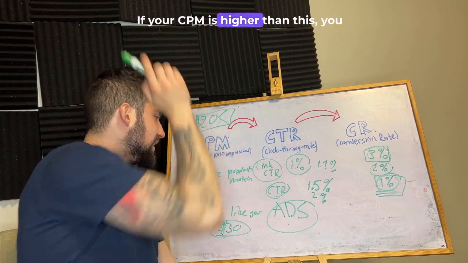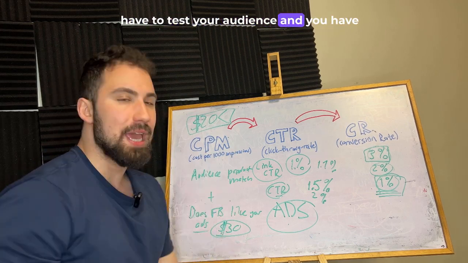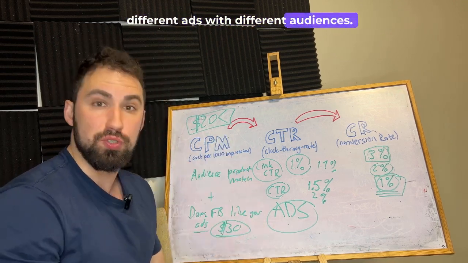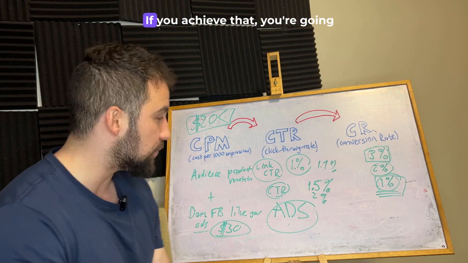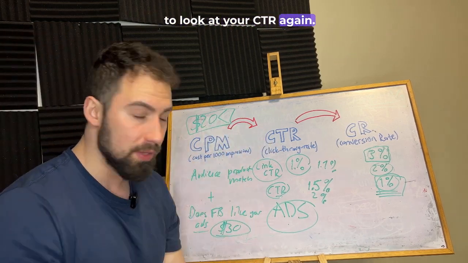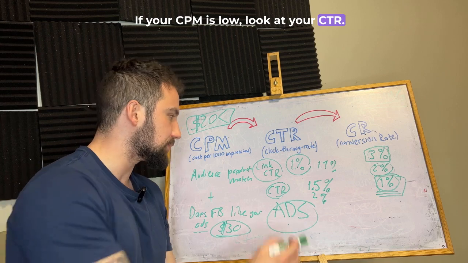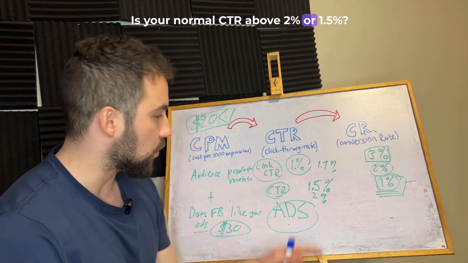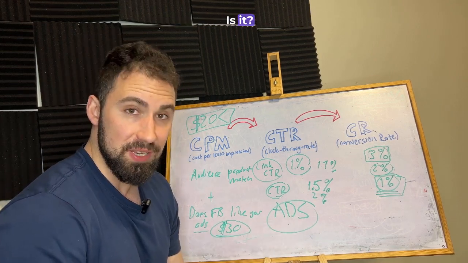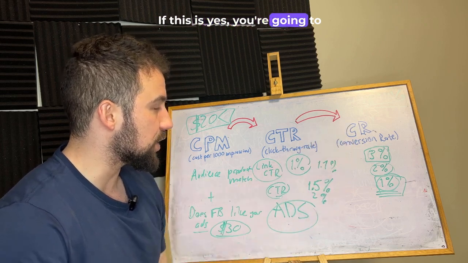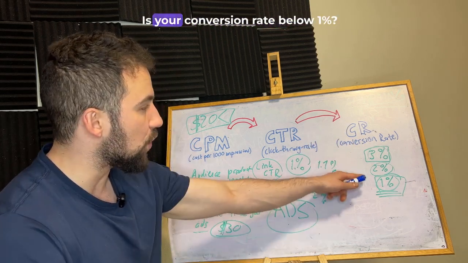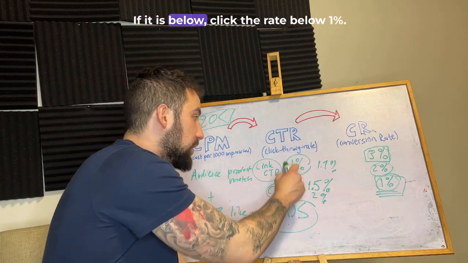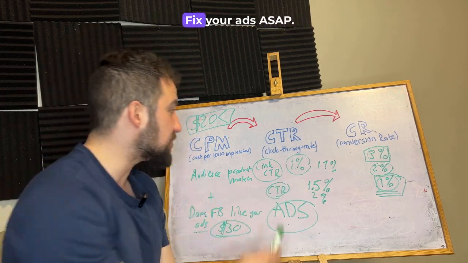If your CPM is higher than this, you have to test your audience, and you have to test different products with the same audience, and different ads with different audiences. You have to find that product match, right? If you achieve that, you're going to look at your CTR again. If your CPM is low, look at your CTR. Is your link CTR above 1%? Is your normal CTR above 2% or 1.5%? If yes, you're going to go back to your conversion rate. Is your conversion rate below 1%? If it is below 1%, fix this ASAP. If your click-through rate is below 1%, fix your ads ASAP.